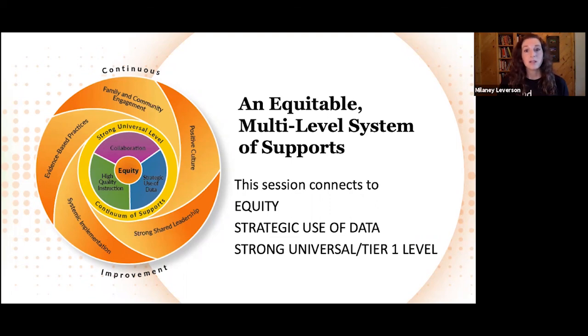And just a reminder, you've probably heard this multiple times, but equity is at the center of our framework because it's really embedded into all other key system features. Without considering all of those key system features through the lens of equity, we will never challenge or change the inequitable access, opportunity, and outcomes that we have in Wisconsin right now.